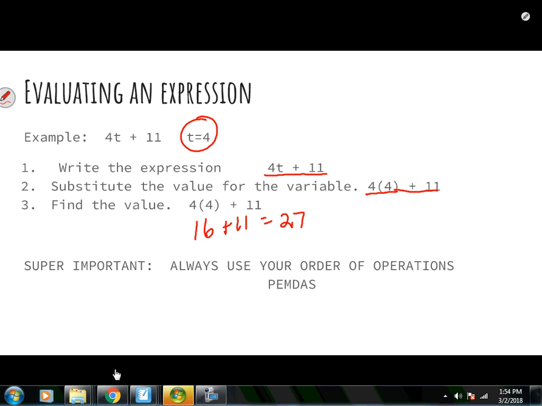Always use your order of operations, your PEMDAS, if you're going to solve these expressions. Always use parentheses, exponents, multiply, divide left to right, then add and subtract left to right.